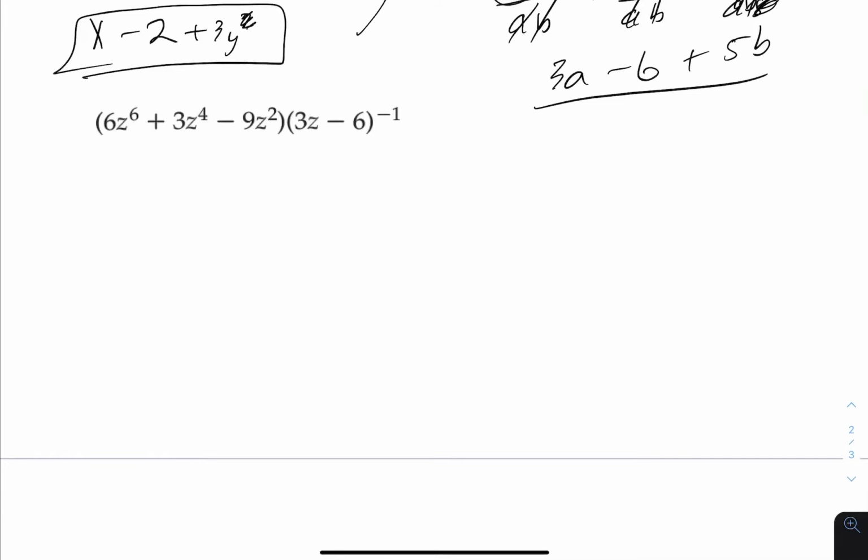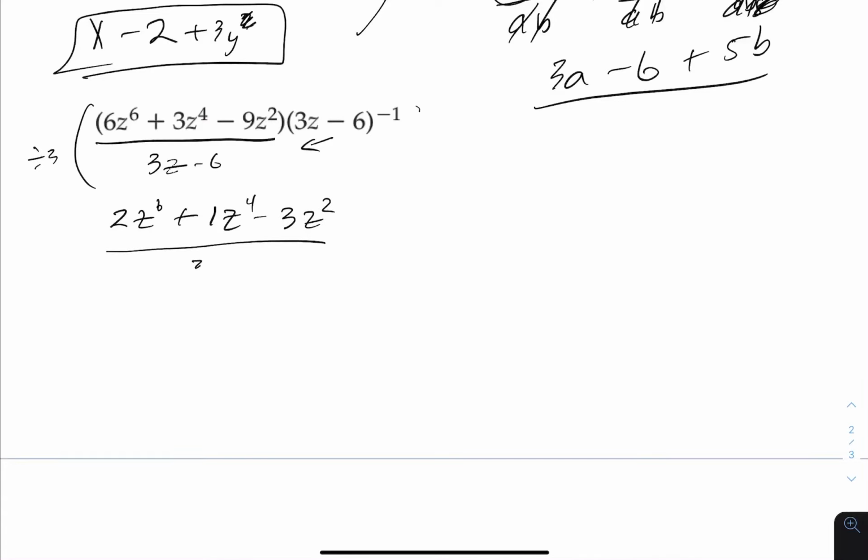Now you could do synthetic division, you can do long division. I'm going to do synthetic because there's a thing I want to point out. So remember, this just means essentially divide by 3z minus 6. A couple of things I want to point out here. Just like before, since there's a 3 in front, I have to divide everything by 3. So it's the same thing as saying 2z to the 6 plus 1z to the 4th minus 3z squared, all divided by 3, sorry, all over z minus 2. Right, divide everything by 3.